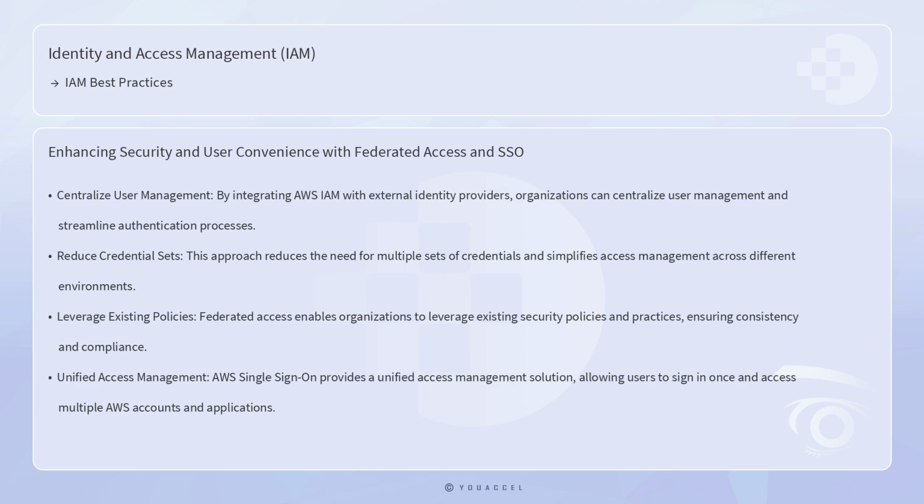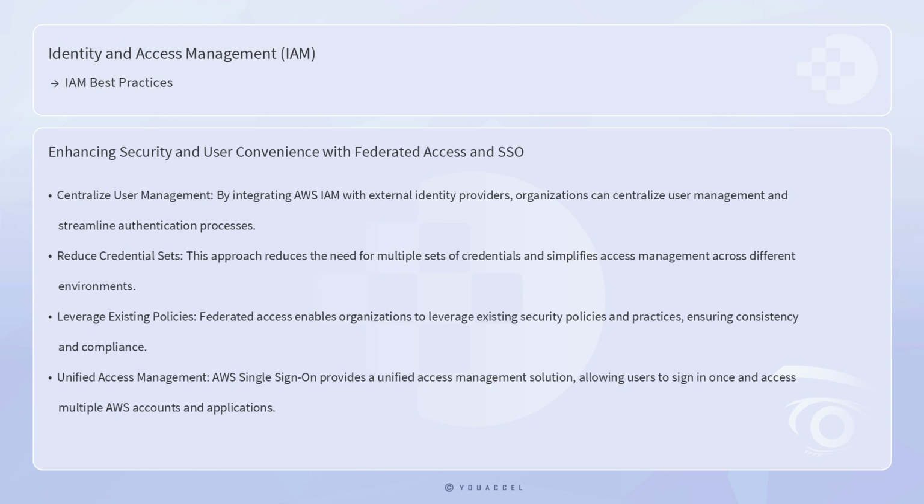Federated access and single sign-on are best practices that enhance security and user convenience. By integrating AWS IAM with external identity providers, such as Active Directory or SAML-based providers, organizations can centralize user management and streamline authentication processes. This approach reduces the need for multiple sets of credentials and simplifies access management across different environments. Federated access also enables organizations to leverage existing security policies and practices, ensuring consistency and compliance.